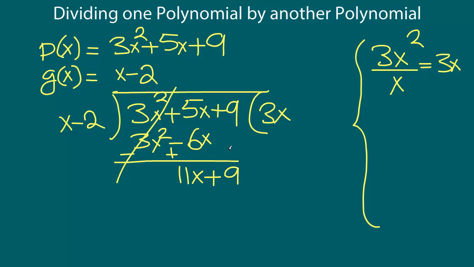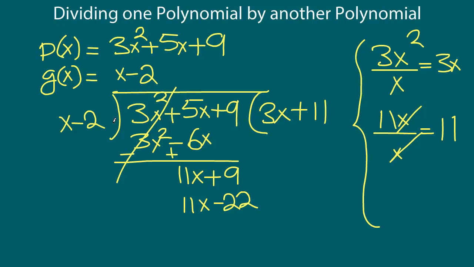This 9 comes down. Now we have 11x divided by x. So this will be simply 11, right? The x cancels out. So plus 11. Then we multiply 11 with both the numbers. So we will get 11x minus 22. 11 times 2 is 22, minus here. Then the signs will change, and they cancel out. And this one will be 31.